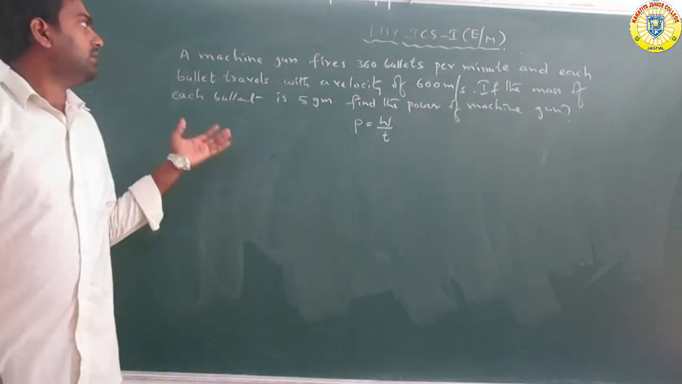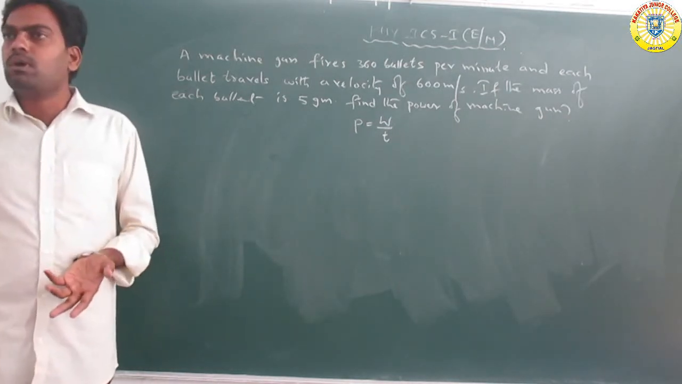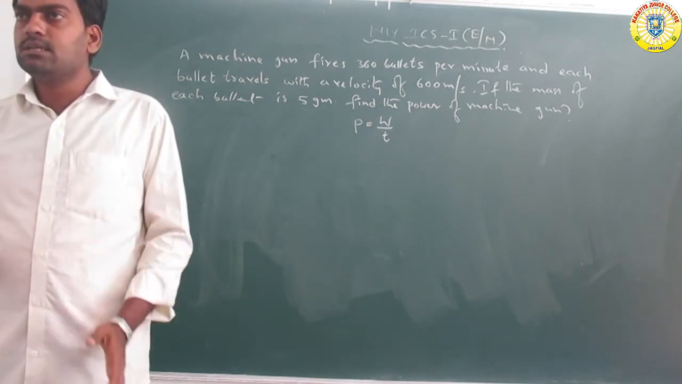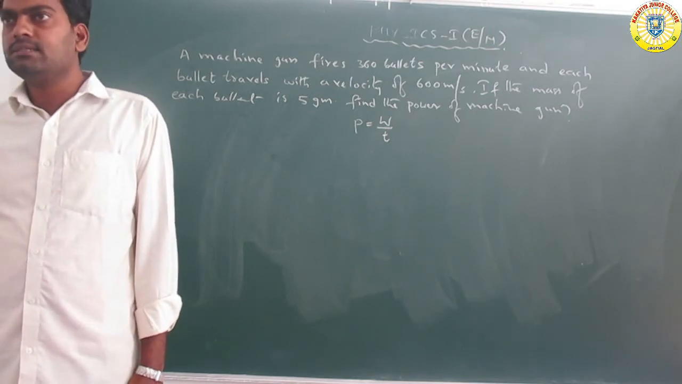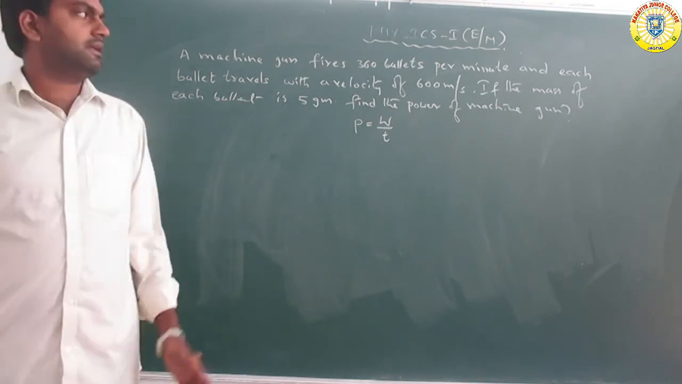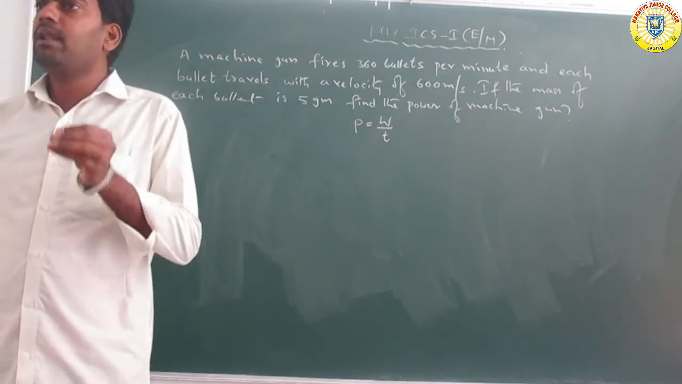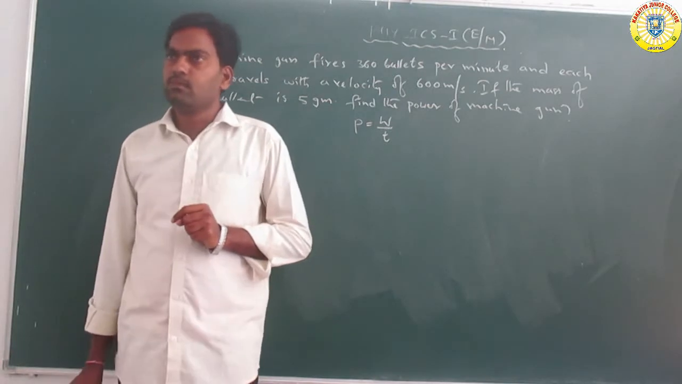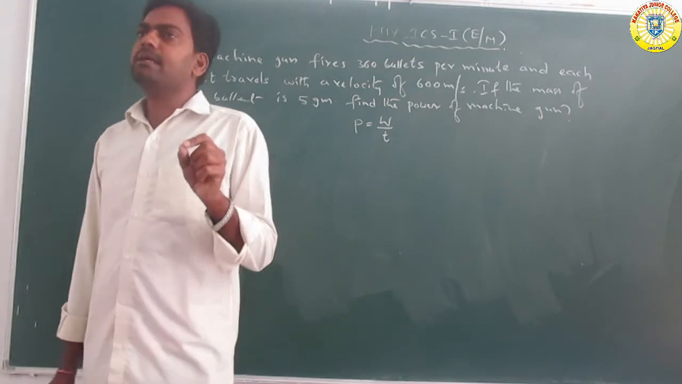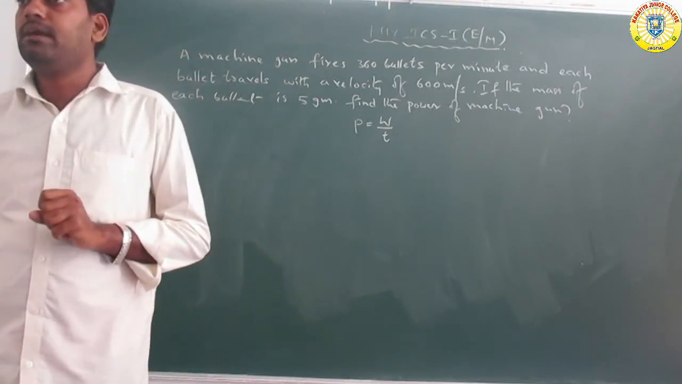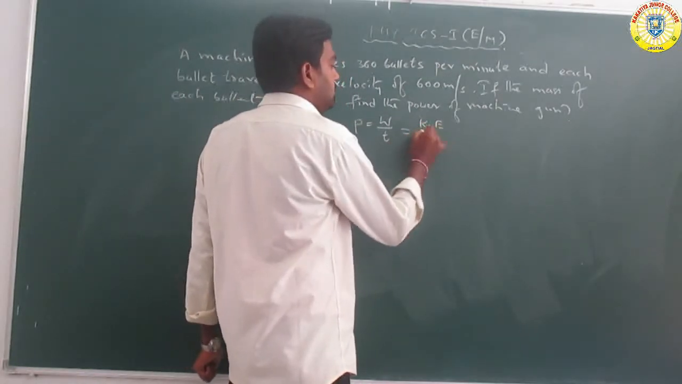Here, W is nothing but the work done. The work done is the potential energy plus the kinetic energy. But here the gun is fired, so the potential energy is zero and we have only kinetic energy. The bullet fired from the gun has only kinetic energy, so W by t is the kinetic energy by time.